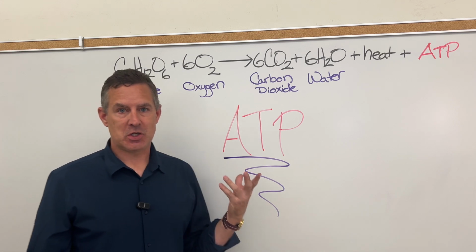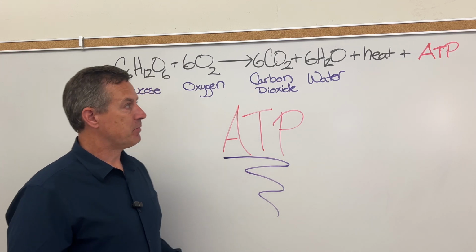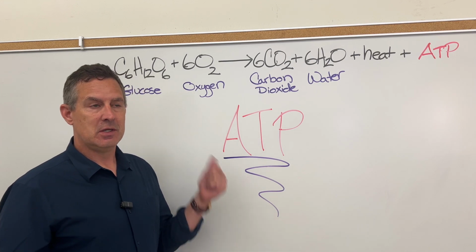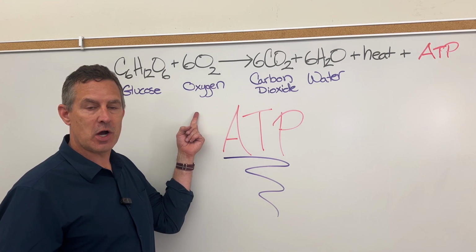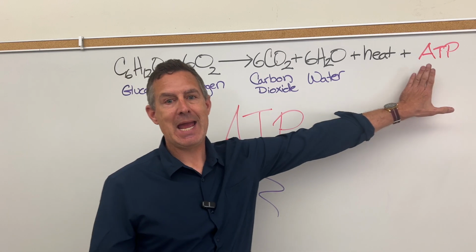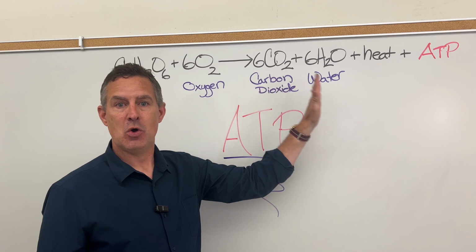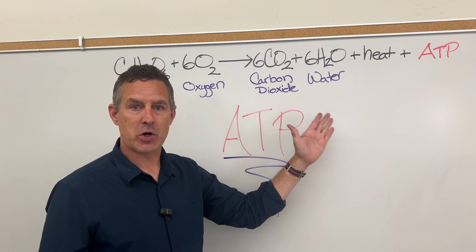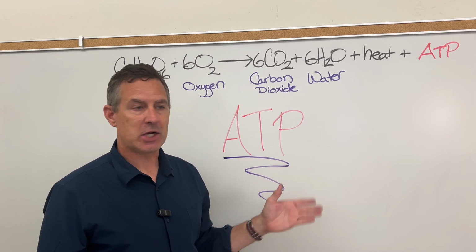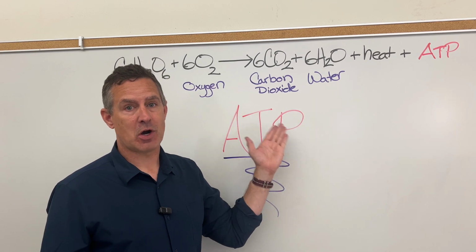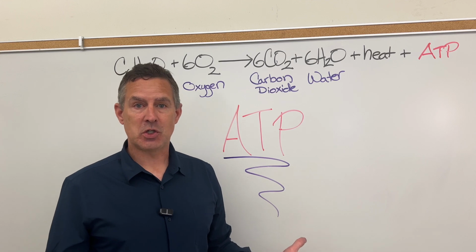Now we're going to talk about cellular respiration in detail. To be very clear, the goal of this reaction of glucose reacting with oxygen is to make ATP. The goal is not to make carbon dioxide or water. Carbon dioxide and water are byproducts of this reaction, as is heat. And as a matter of fact, carbon dioxide can be toxic to our body.